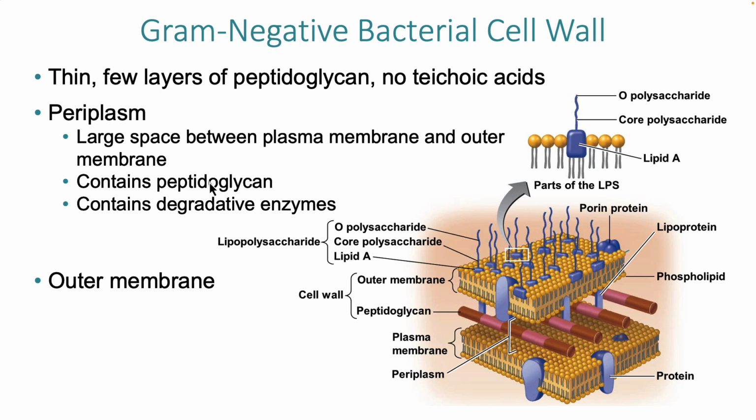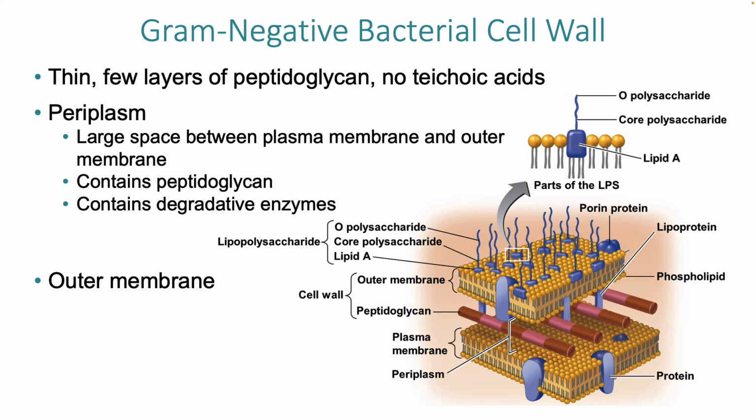Now, a gram-negative bacterial cell wall is actually quite different from a gram-positive. The peptidoglycan layer is very thin, which again they're trying to illustrate in this image. There are two membranes. So there's a plasma membrane, which is just the cell membrane, right? There's also an outer membrane. And the space between the two membranes is called the periplasm.